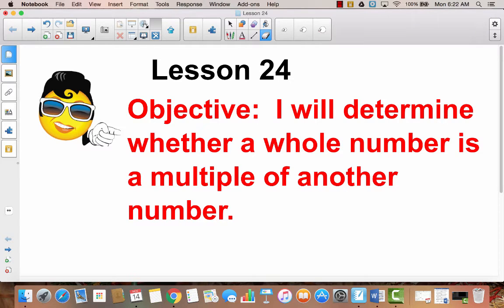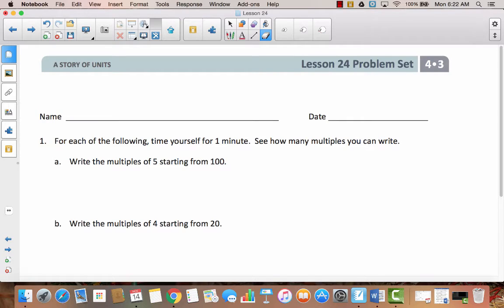Lesson 24, I will determine whether a whole number is a multiple of another number. So write your name at the top, and let's see what the directions say. For each of the following, time yourself for 1 minute, see how many multiples you can write.